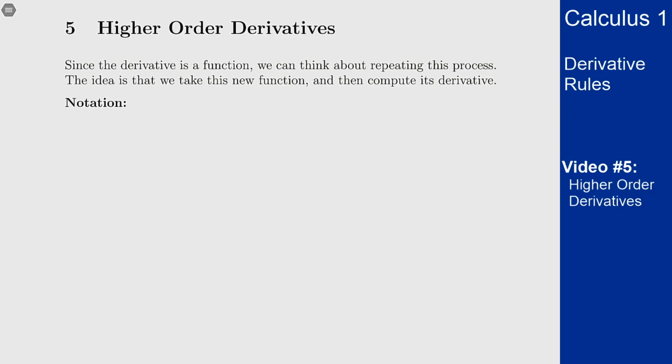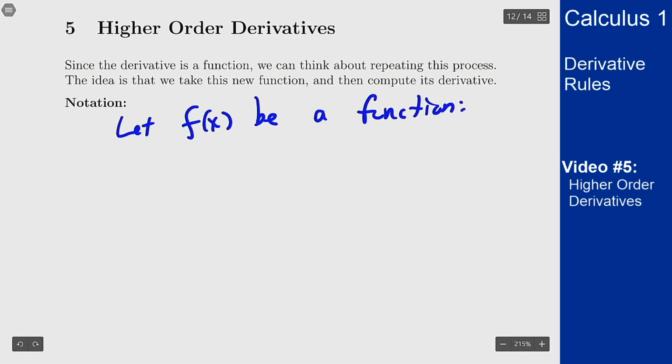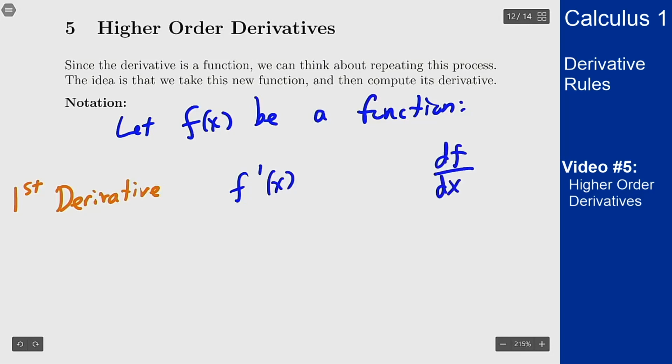So notation here, again, depends on whether you want to use Newton or Leibniz, but we'll go through both of them here. So I have a function f of x. Then with the following notation, the first derivative, also called the derivative, is written f prime for Newton's notation, or df dx for Leibniz notation.